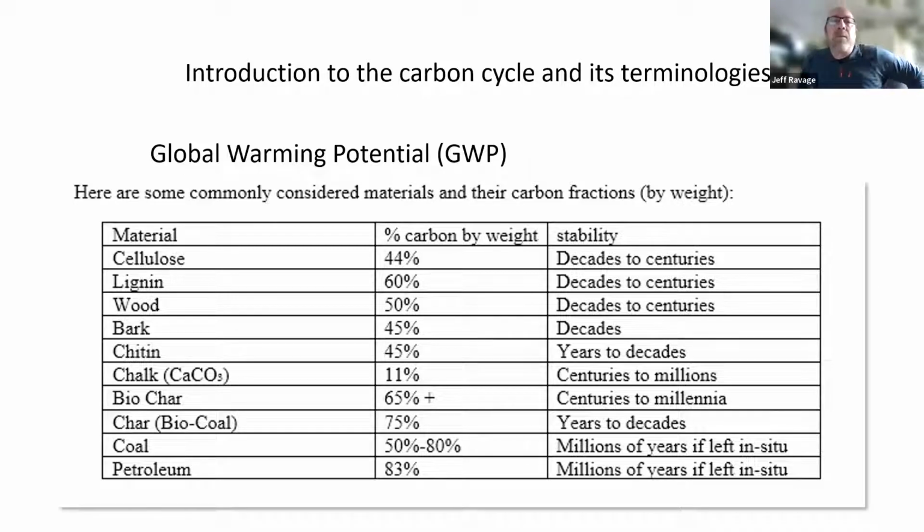Now, biochar is looked at a lot these days, and I guess we have a biochar person with us. Biochar is approximately 65% carbon by weight. It is stable for centuries to millennia, which is why the signs of stability are a good thing to look at. So biochar is highly stable. It lasts 1,000 years if it's formed correctly. But if it's not formed correctly and it's just char, it can actually have higher carbon content, 75%, and it's only going to last years to decades.